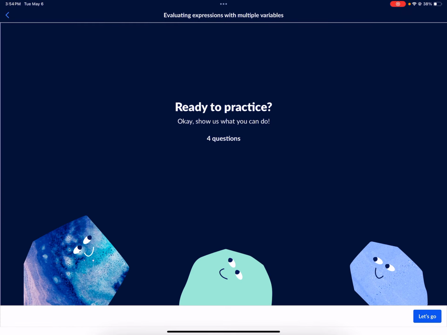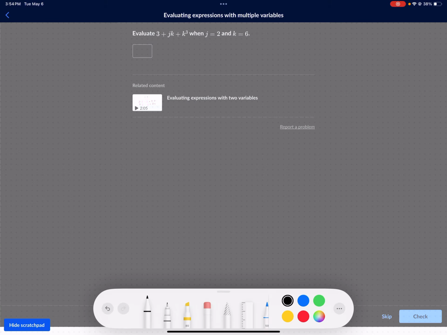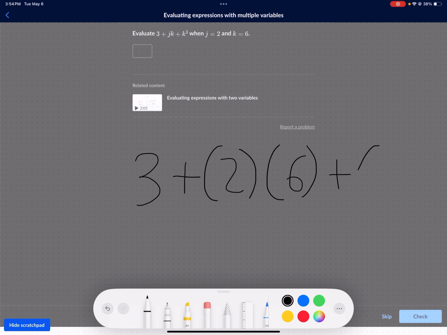Next one, evaluating expressions with multiple variables. Evaluate 3 plus jk plus k cubed when j is 2 and k is 6. So let's plug all of this in. 3 plus 2 times 6 plus 6 cubed. I said cubed because you can also say squared or cubed for 2 and 3 respectively. But everything else you can just say to the blank power. And you can also say it for this too. So 6 to the third power.